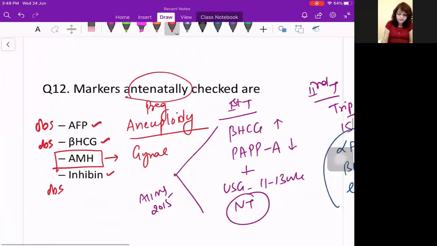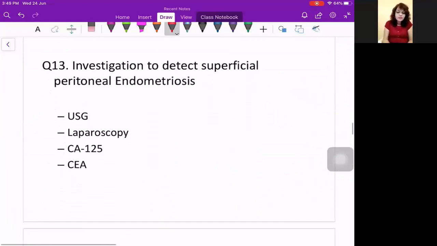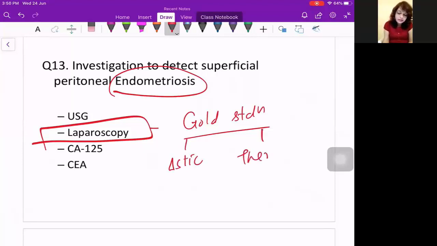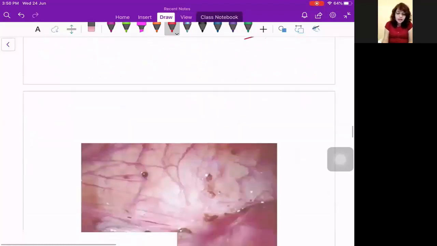Next. Investigation to detect superficial peritoneal endometriosis. I think everybody knows the answer. Laparoscopy is the gold standard investigation for endometriosis because it is diagnostic as well as therapeutic. Ultrasound can only show the chocolate cyst of the ovaries. CA125 is a non-specific marker which is elevated in endometriosis. CEA again is not specific. So the answer to this question is laparoscopy.